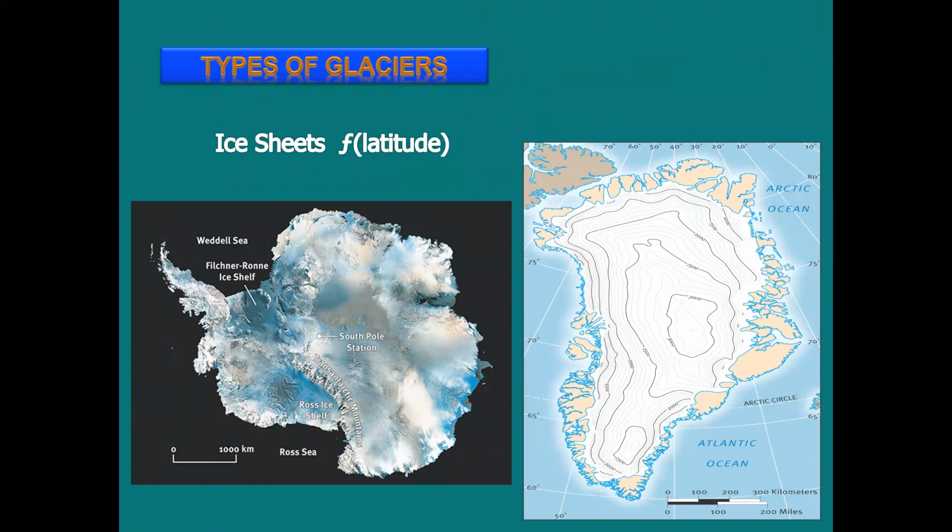Ice sheets, there are only two. That's it. Only two. Greenland and Antarctica. That's it. There are no other ice sheets in the world. And these are strictly a function of latitude.